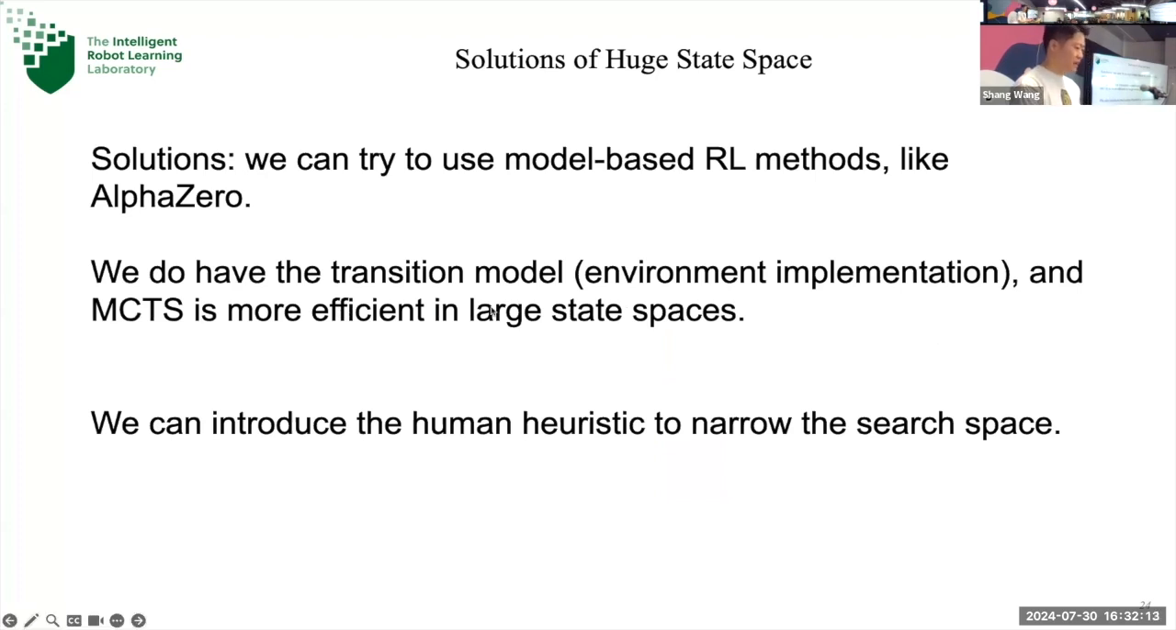This huge search space further highlights the sample inefficiency of model-free RL. So our solution is that maybe we can try model-based RL methods like AlphaZero and MuZero. We do have the transition model, and Monte Carlo tree search is more efficient in a large state space. Besides, we can also introduce human heuristics to narrow the search space.